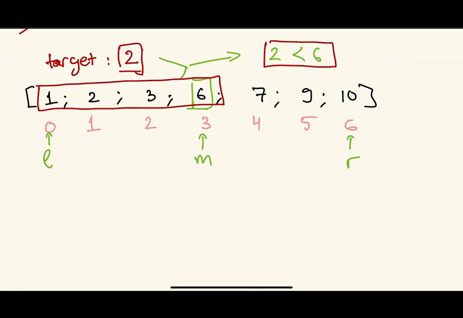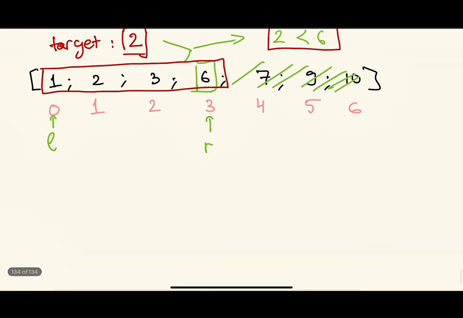So what we're gonna do next is bring R to M. Now R is not pointing to 6 anymore. R is now pointing to 3. And that's how you can reduce the area to search, by performing a divide and conquer, that is, eliminate all of those, because you know that the value 2 cannot be to the right of 6.